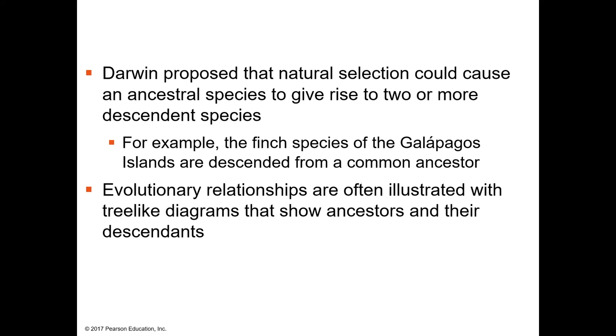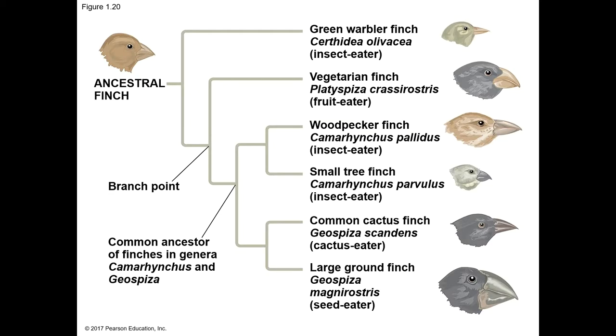Evolutionary relationships are often illustrated with tree-like diagrams that show ancestors and their descendants, such as this. So here you can see how they have branched over time and who is related to what and at what point in time roughly when they were related. And so you can see that there's an ancestral finch that has given rise to these six present species of finch on the Galapagos Islands.